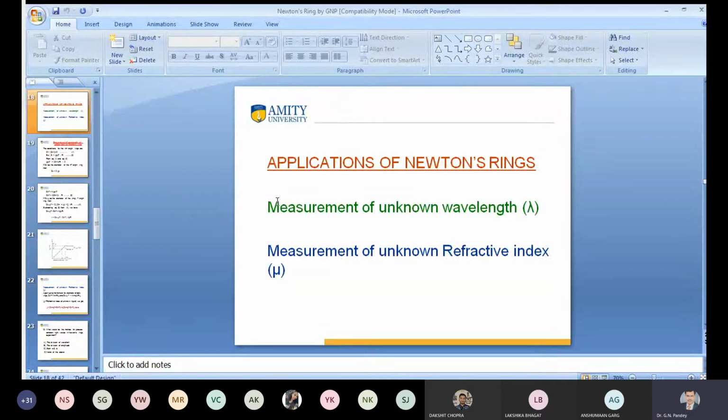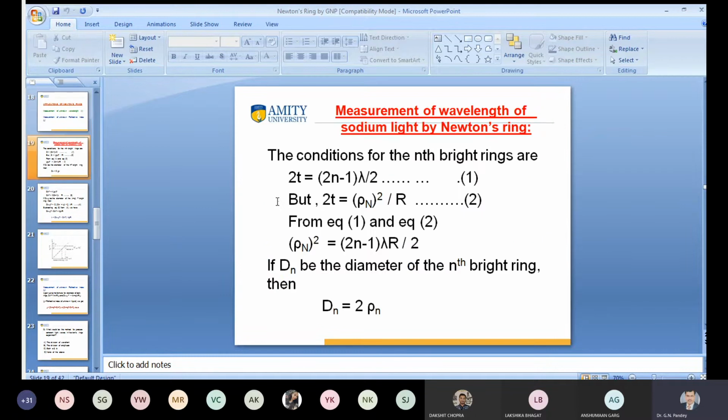This formula is used, and numericals are also asked on this formula. So again I go to measurement of wavelength of sodium light by Newton's ring. This is the experiment. How can I determine the wavelength of sodium light? We have to use the Newton's ring method for this calculation. I want to go back to something I already discussed.